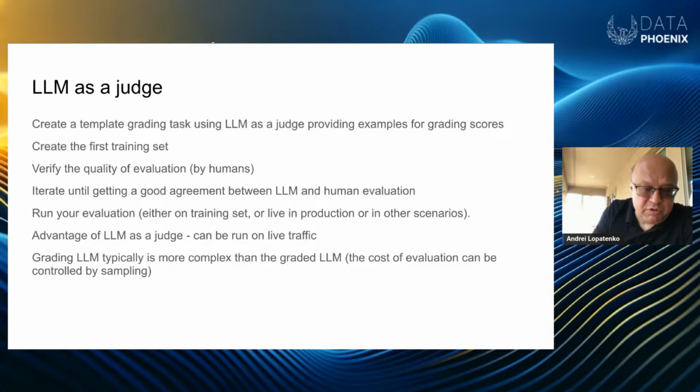Typically, the grading LLM is more complex than the graded LLM. Cost of evaluation can be controlled by sampling, right? By size of the LLM, but also by sampling. How can you create better statistics, better sampling techniques, such that you need a smaller number of calls to evaluate the same task? You know, this is pretty big.